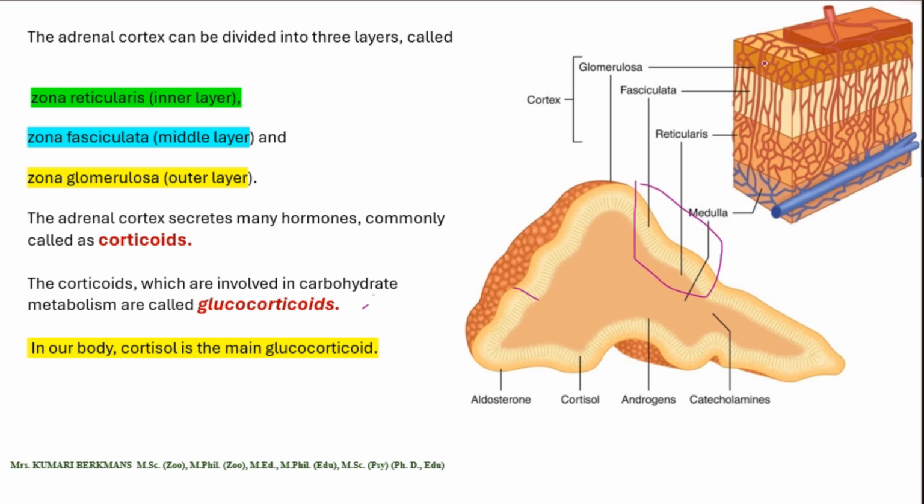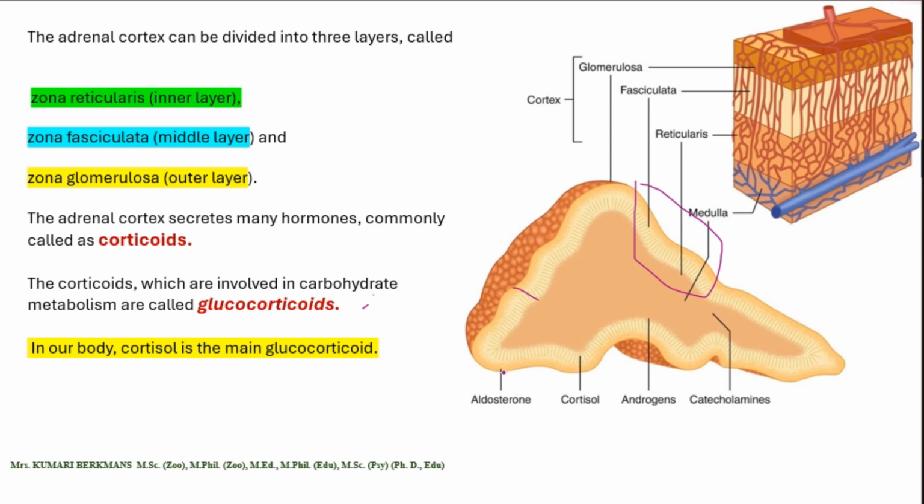The outer part is called zona glomerulosa. Okay, the outer layer is called zona glomerulosa, and the middle part is called zona fasciculata, the inner part is called zona reticularis. Okay, so these 3 layers are very, very important. Why? In the sense, these 3 layers are secreting different hormones. Okay, what is the upper layer? What is the upper layer called?